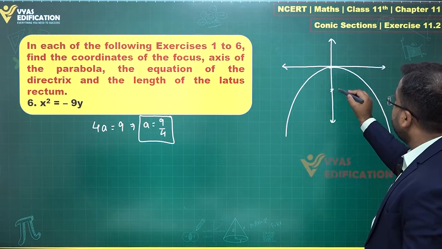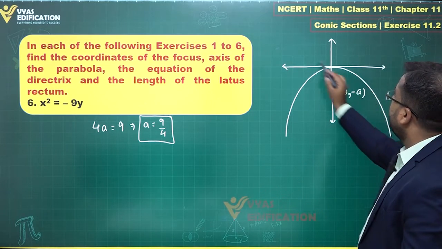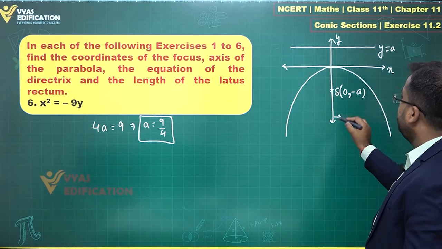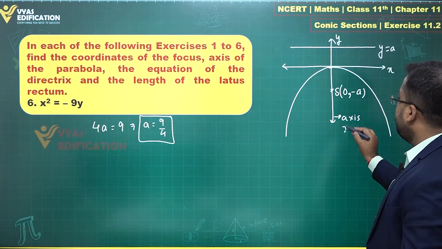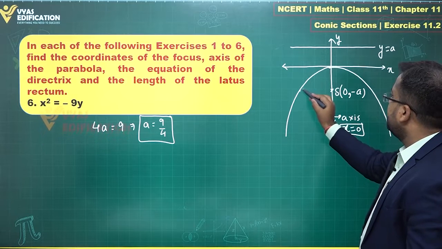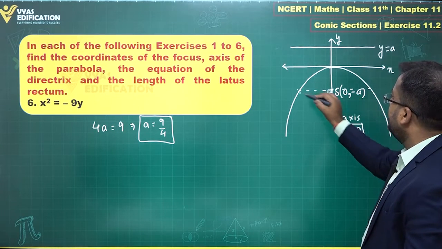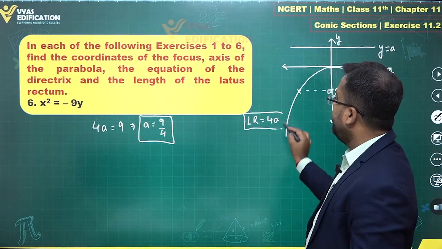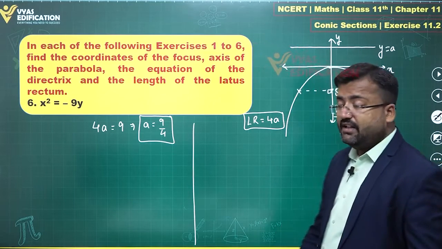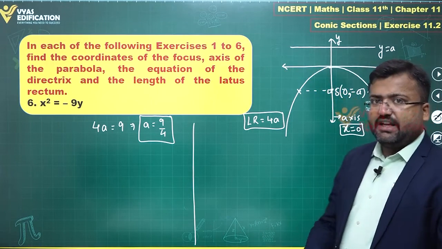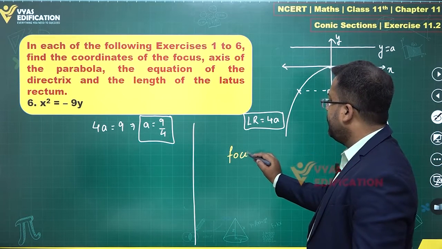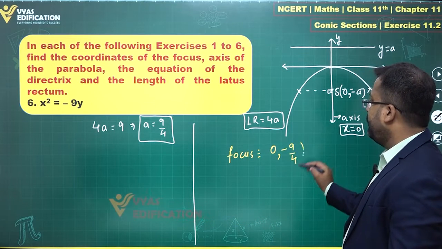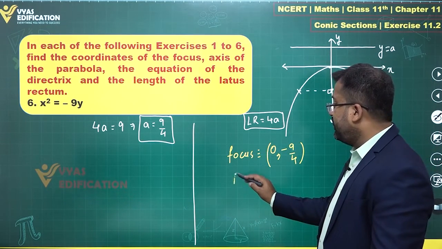And the focus will be 0 comma minus a. The directrix will be y equals a. This is x-axis, this is y-axis. This is also the axis, and the equation will be x equals 0. Lattice rectum will be this length over here, perpendicular, and from here to here, this will be lattice rectum. The length of lattice rectum will be 4a, right? With the help of all of this, let's write the focus and equation of axis and all. So focus, the coordinates will be 0 comma minus a, which will be 0 comma minus 9 by 4. That's a focus, right? What about the axis?